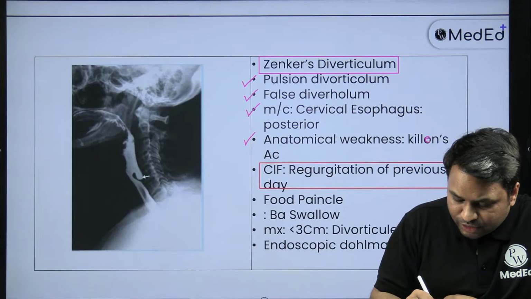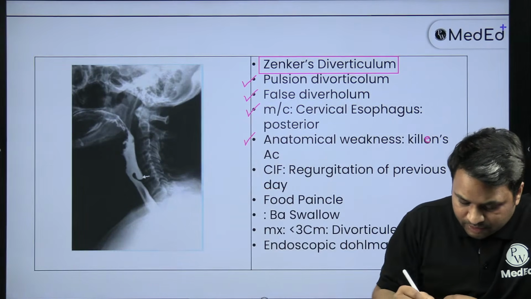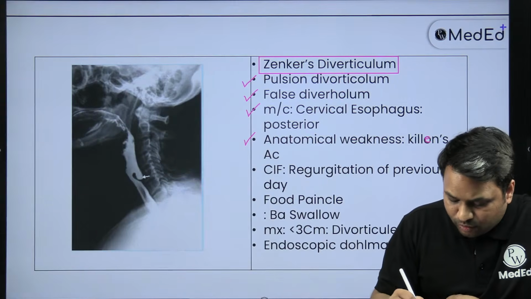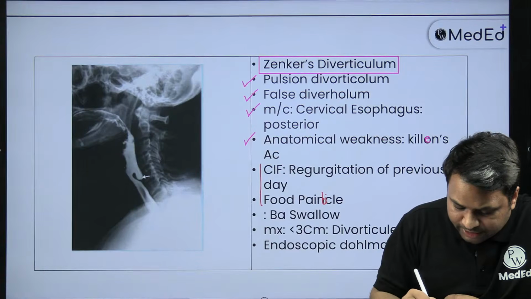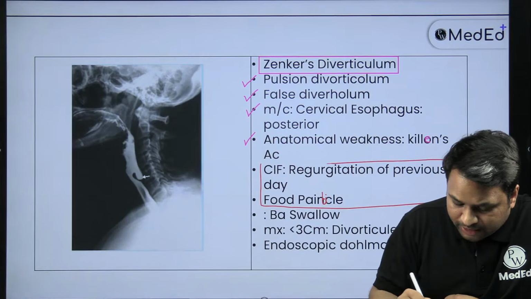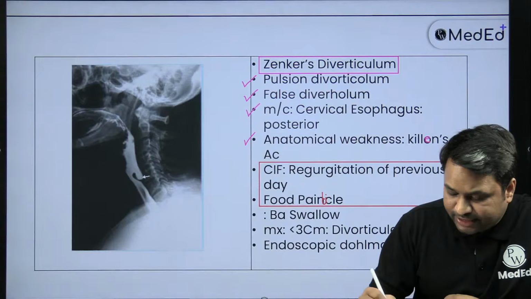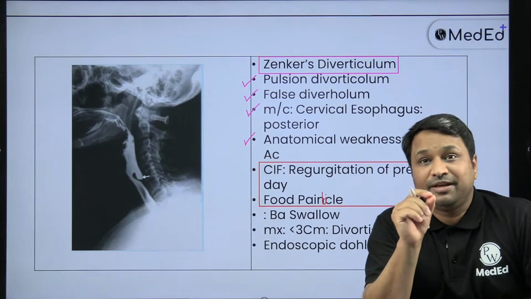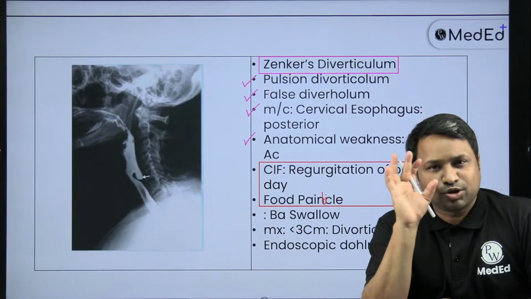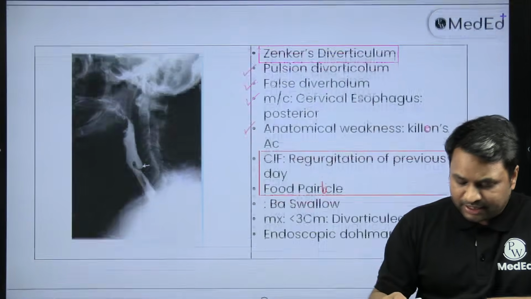And the most important clinical feature that you will see will be regurgitation of previous day food particles. See, we all have regurgitation, but in the exam, if you see a question which says regurgitation of previous day food particles, that is only going to be possible with Zenker's diverticulum.